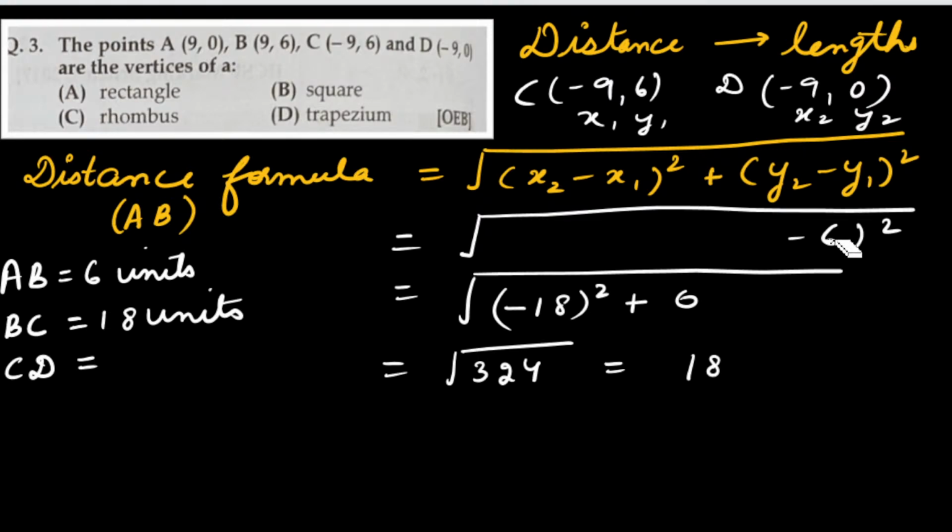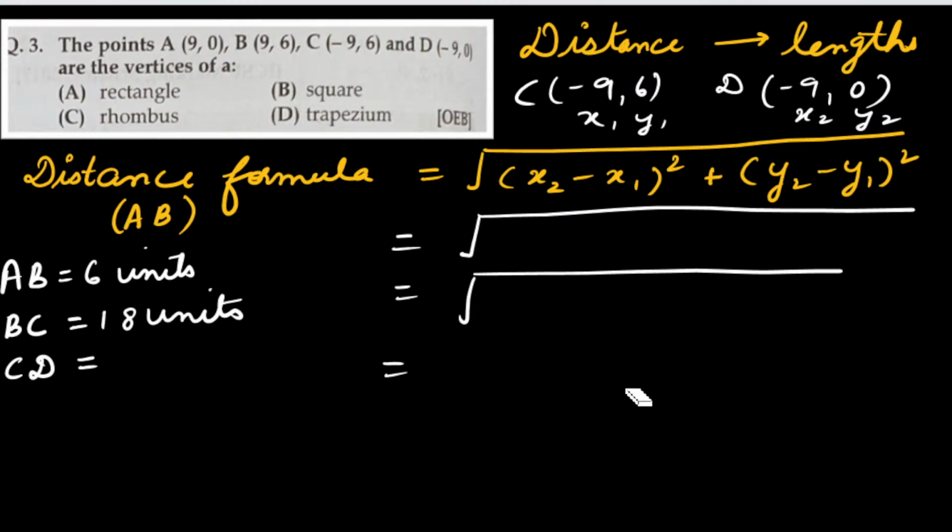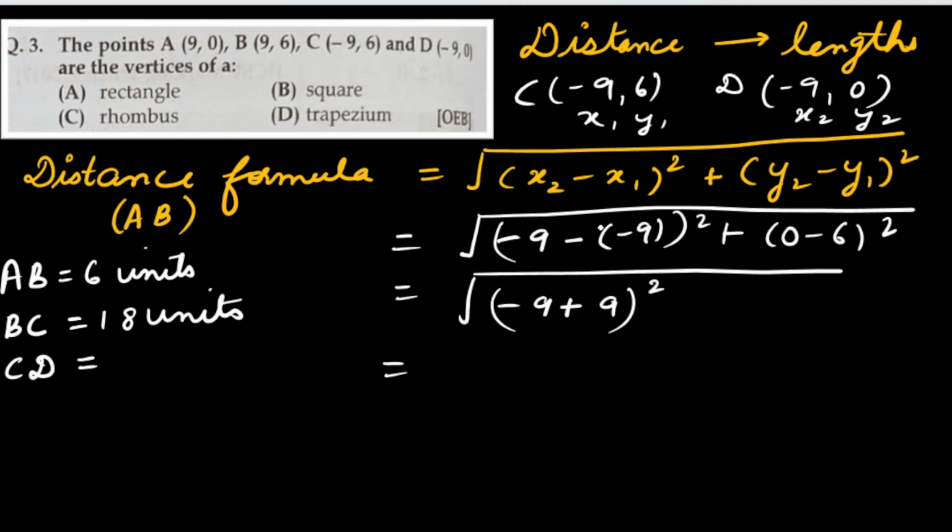So let us substitute now. x2 is -9 minus x1, which is -9, whole square, plus y2 which is 0 minus 6, whole square. So -9 minus -9: two signs together, minus and minus become plus. So -9 plus 9, whole square, plus 0 minus 6, which is -6, so -6 whole square.